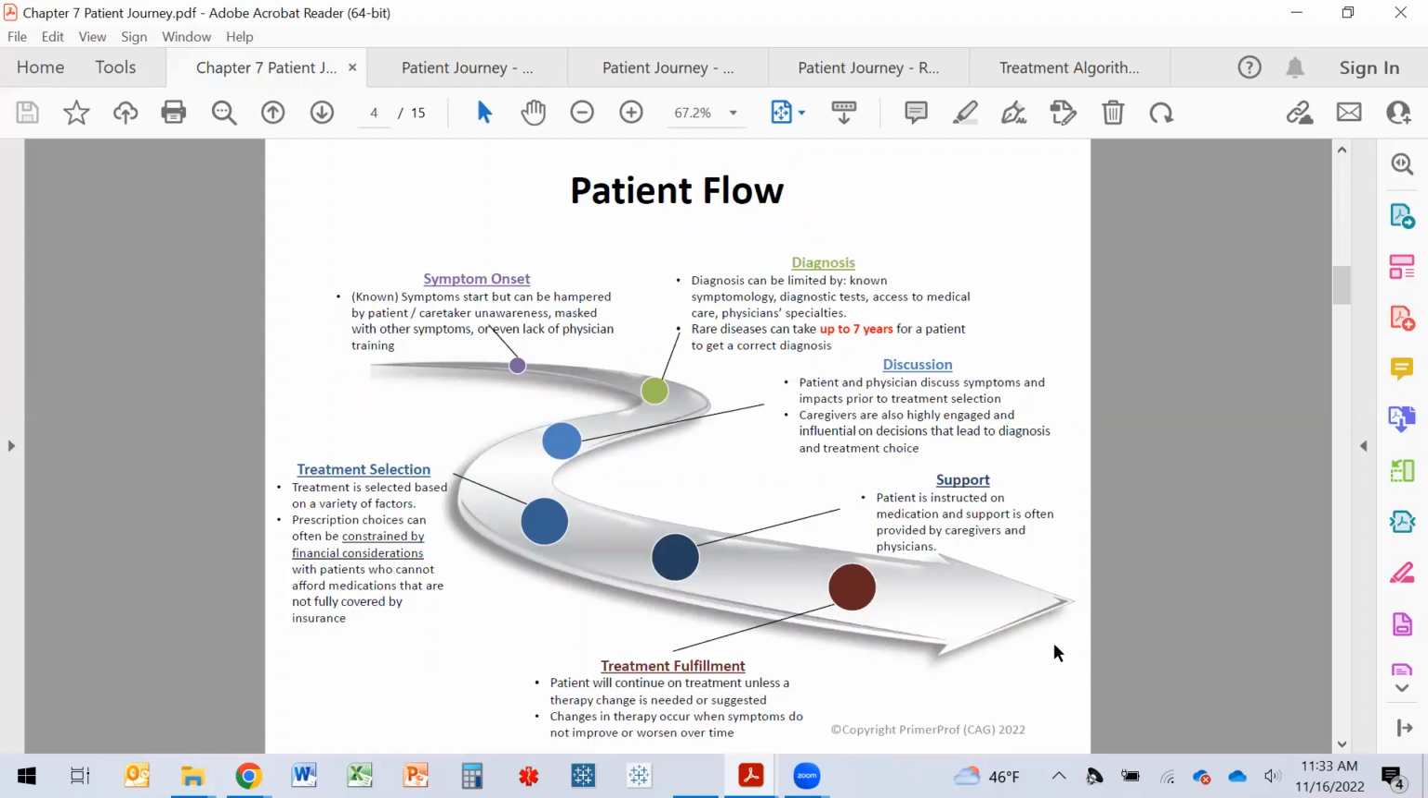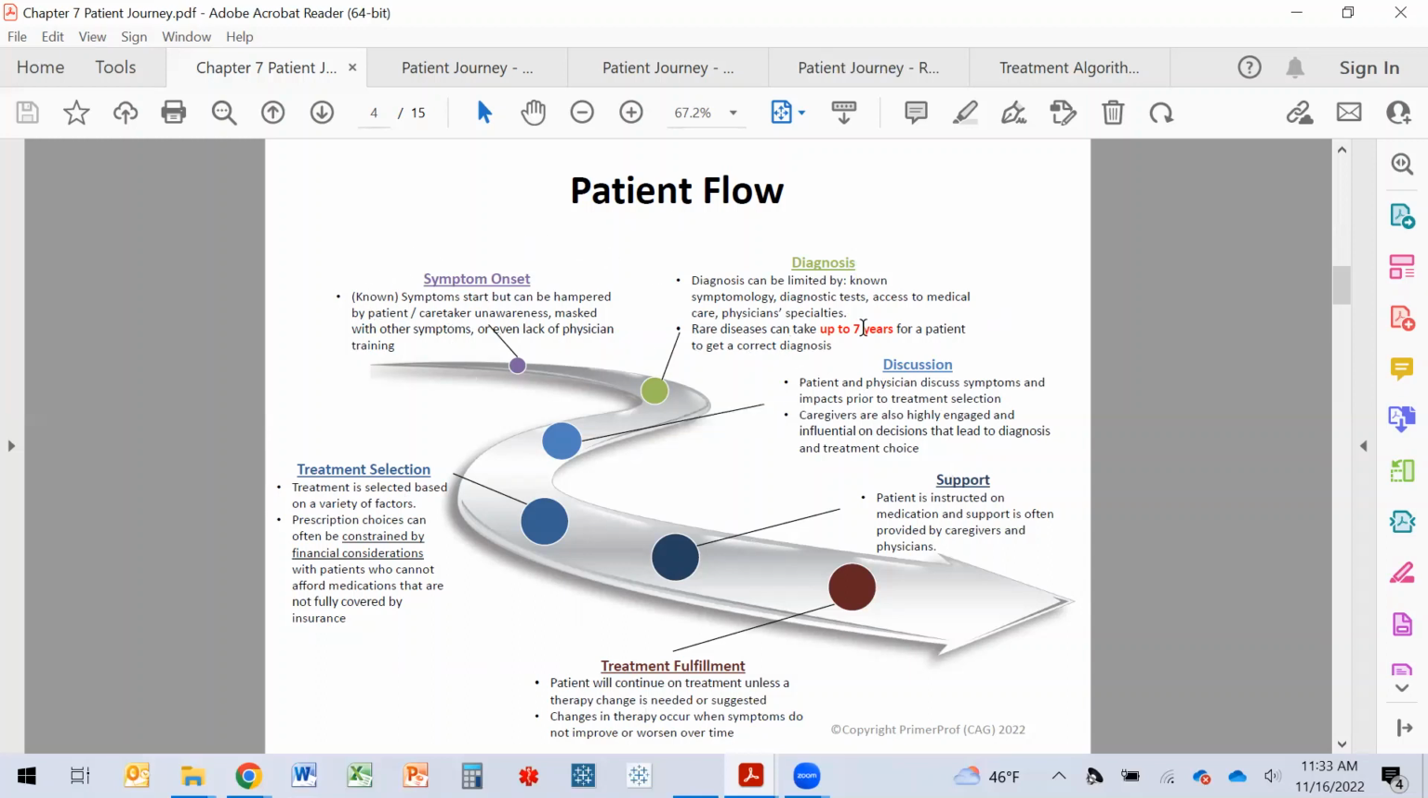So here's a pictorial of a typical patient flow. It starts with symptom onset to diagnosis, to discussion with physicians, to treatment selection, to patient support, and then eventual treatment fulfillment. Let's analyze this slide in a little bit more detail.